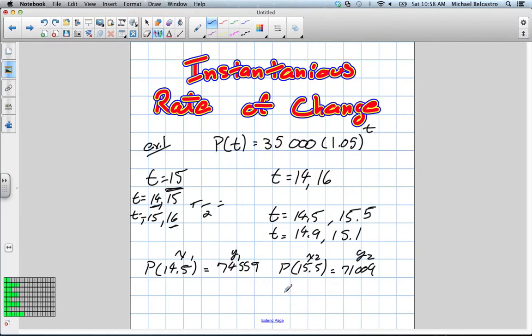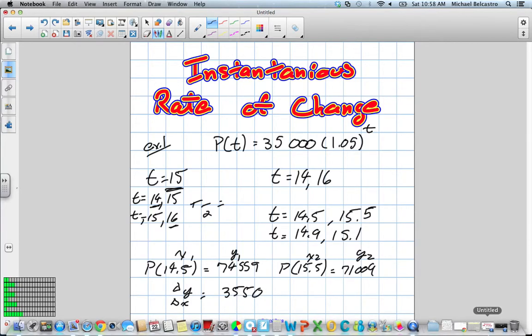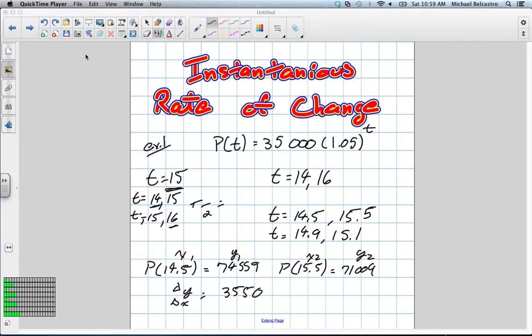We just got to find the change in y over change in x, and it turns out it ends up being the exact thing we had found before, being 3,550. Okay, so those are essentially the two methods you can use for instantaneous rate of change.